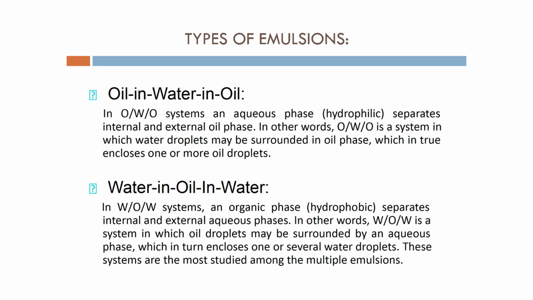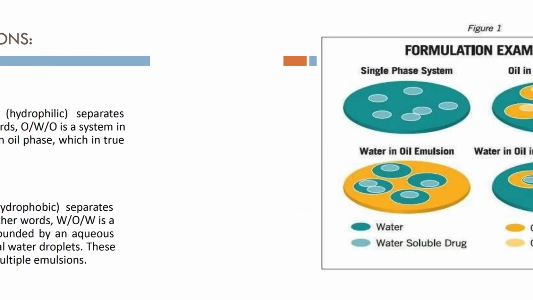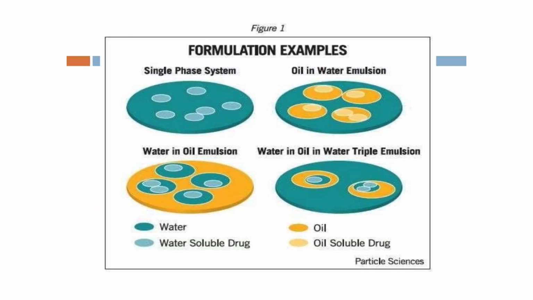These WOW systems are the most studied among multiple emulsions. Now let's look at a figure that illustrates these systems. This is figure 1, showing formulation examples. It depicts a single-phase system, an oil in water emulsion, a water in oil emulsion, and a more complex water in water triple emulsion. The key explains the symbols.